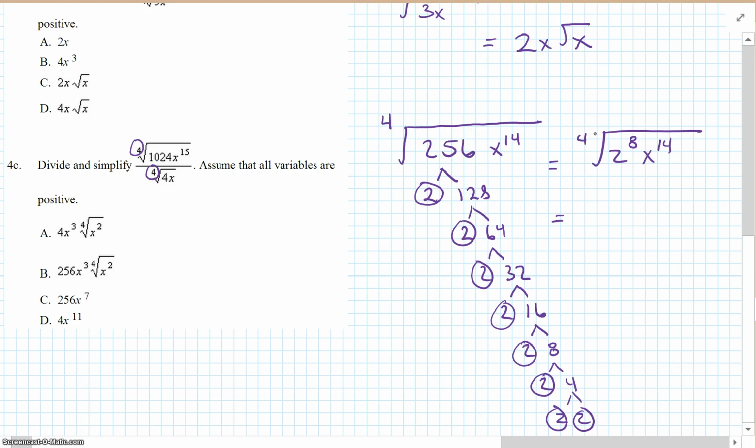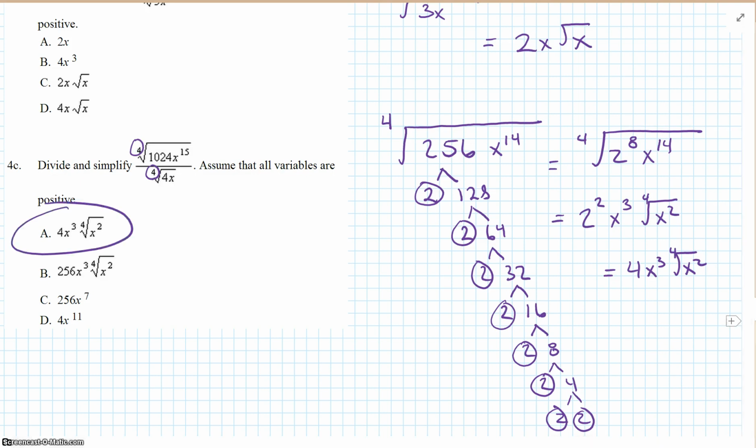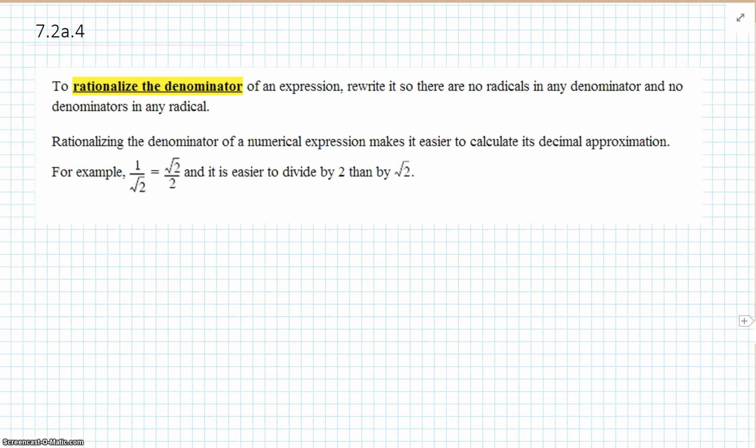So let's look at our index. 4 goes into 8 2 times, so 2 squared comes out. 4 goes into 14 3 times, so x cubed comes out. And what's left? X squared. So 2 squared is 4, so it's going to be 4x cubed times the fourth root of x squared. So the answer would be A if you have those in your notes. Okay, so it's easy. Just prime factor and get everything into exponents.